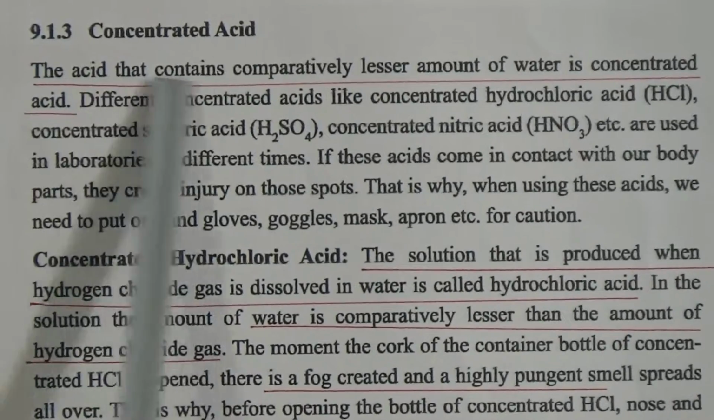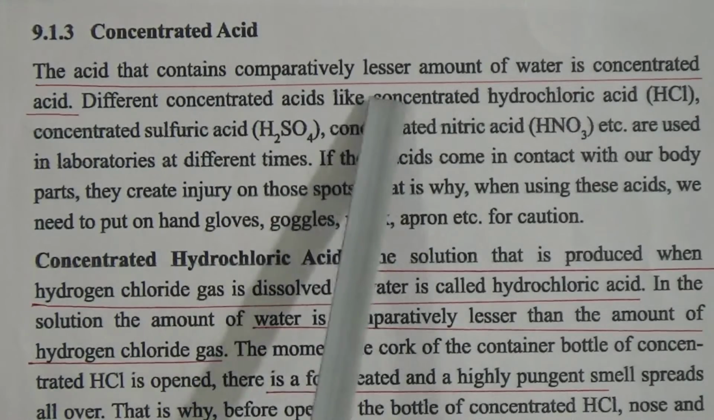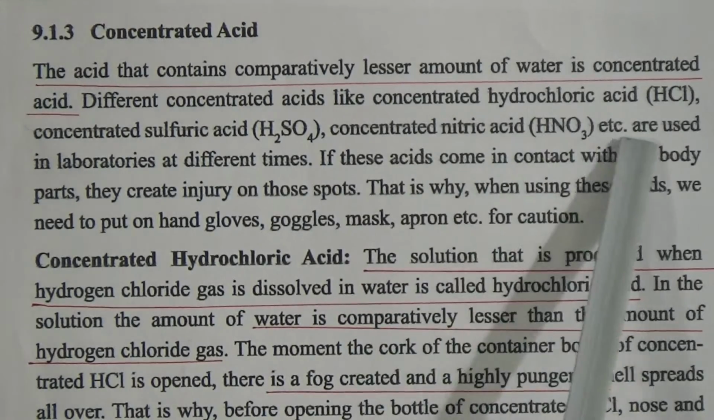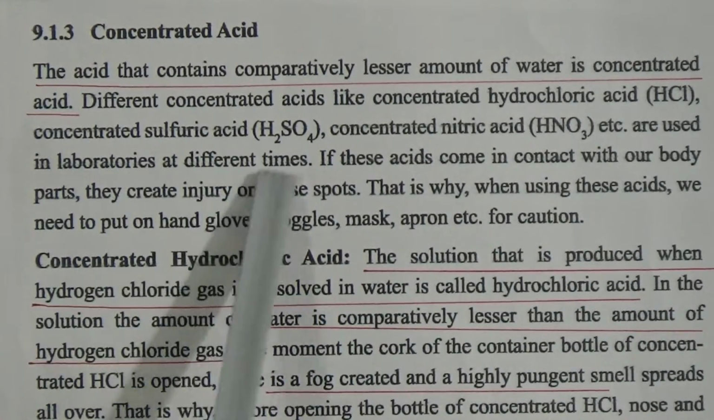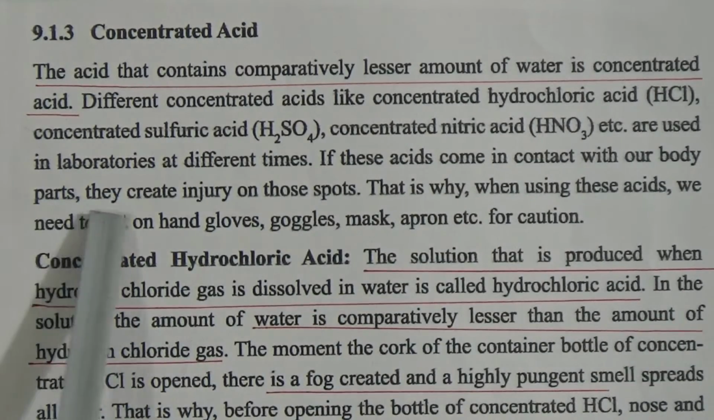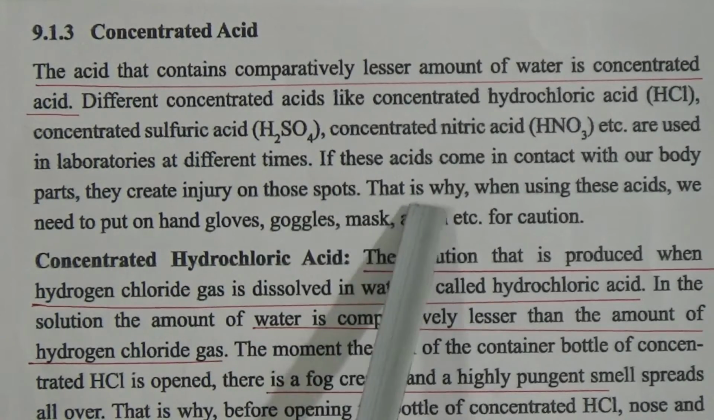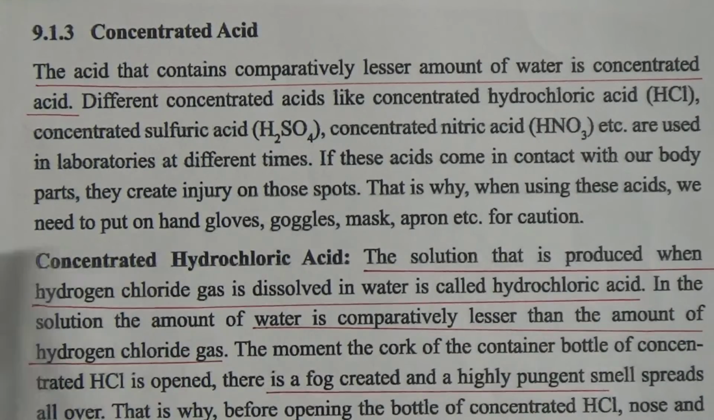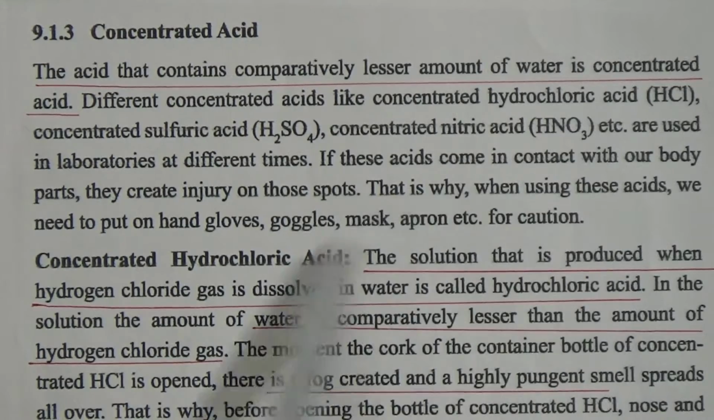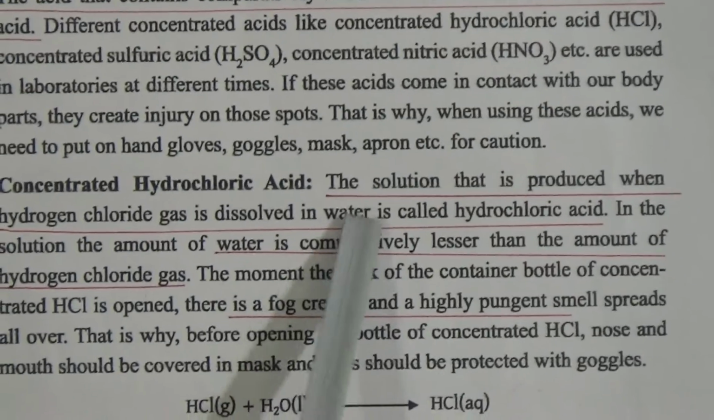Acids that contain comparatively lesser amount of water are concentrated acids. Different concentrated acids like concentrated hydrochloric acid, concentrated sulphuric acid, concentrated nitric acid, etc. are used in the laboratory at different times. If these acids come in contact with our body parts, they create injury on that spot, and this is why when using these acids we need to put on gloves, goggles, mask, apron, etc. for caution.